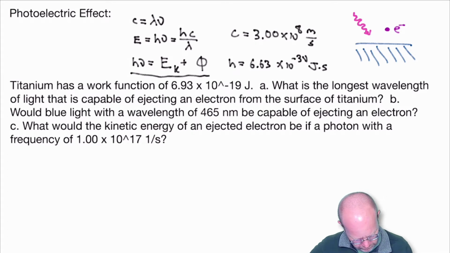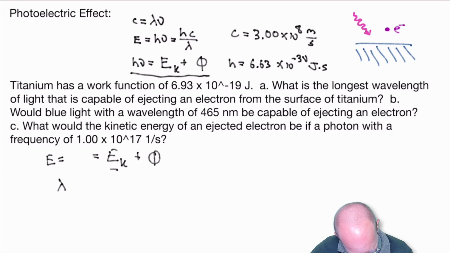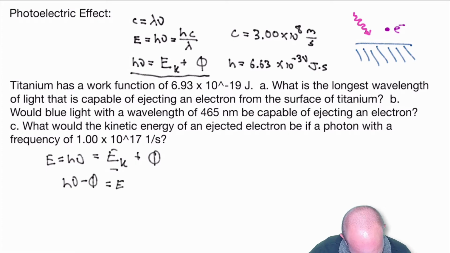So again, we're going to use this equation: E equals h nu equals the kinetic energy of the ejected electrons plus the work function, right? And now what we're after is this kinetic energy. So let's go ahead and solve this equation for the leftover kinetic energy. It's not lambda, it should be h nu. Let's correct that, h nu. So h nu minus the work function equals the leftover kinetic energy.